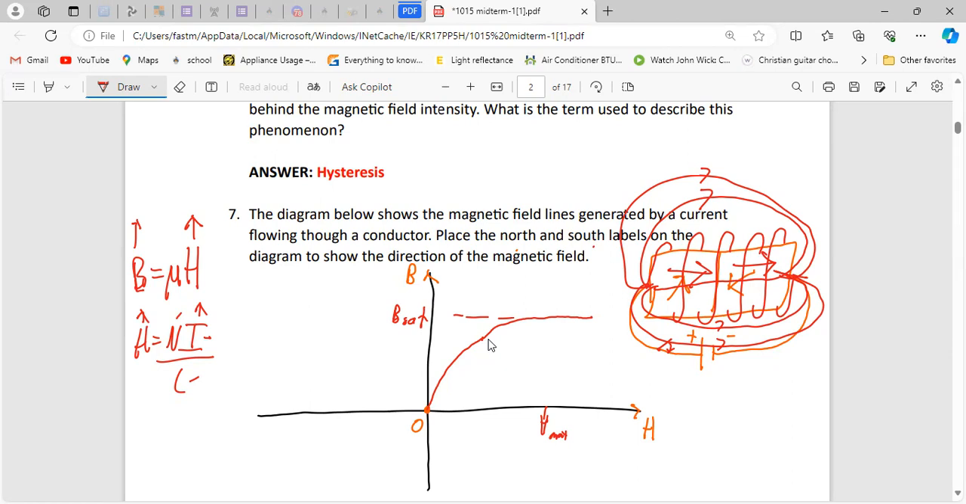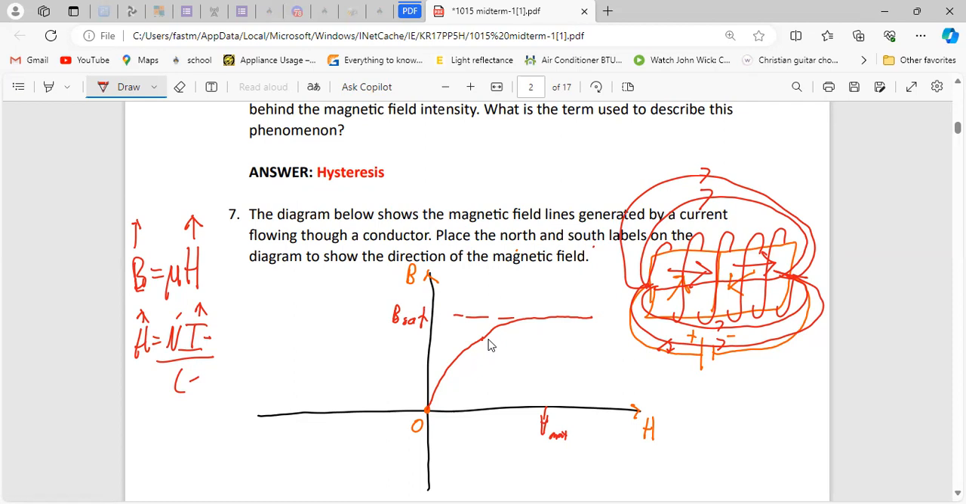It doesn't matter how much you increase the current after that point, or how much you increase H, or how many more turns you add. The domains are already aligned. There are no more to align, so it cannot get any more magnetic field out of it. B saturates. You can't change it. If you change to a bigger core material, you could probably get more, but you're not going to do that, because it's one material to use, so it's saturated.